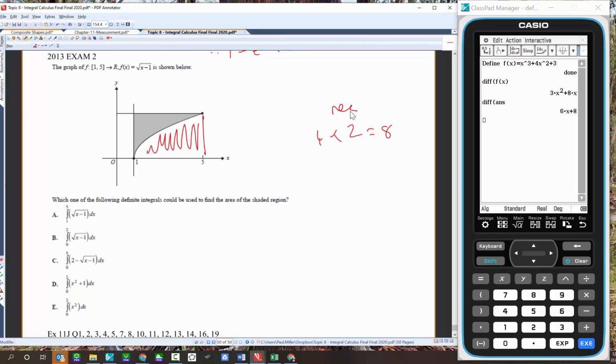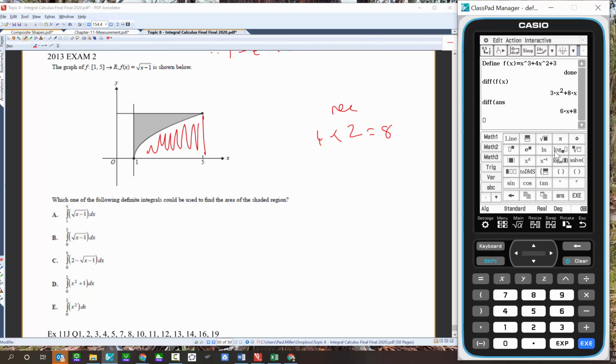So the rectangle is 8, and I could run the integral from 1 to 5 of x take 1, all to the half, dx, which is 16 on 3, and then I do 8 take away 16 on 3, which is 8 on 3. So the actual area is equal to 8 on 3 units squared, but actually this question is not asking us for that.